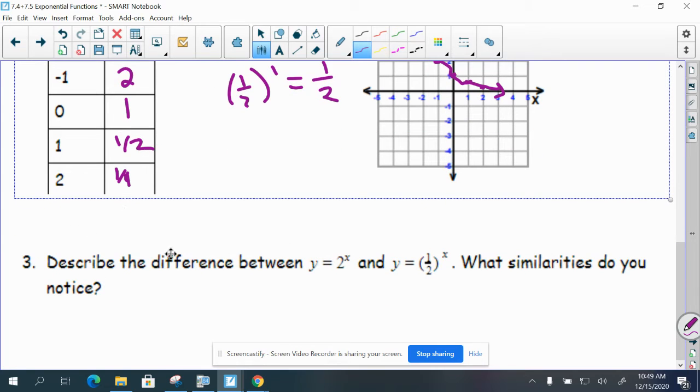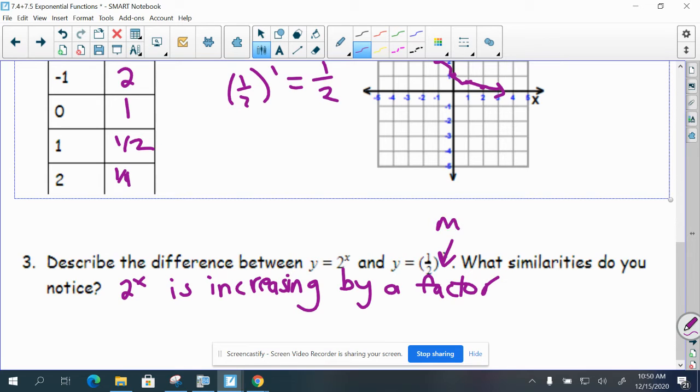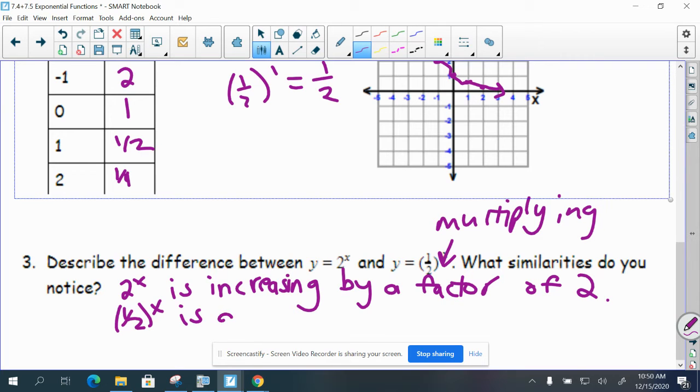Okay. Now here, describe the difference between 2 to the x and 1/2 to the x. What similarities do you notice? All right, so we're going to say that 2 to the x is increasing by a factor, because factor means that you're multiplying, of 2. Whereas 1/2 to the x is decreasing, which we also call decay, by a factor of 1/2.